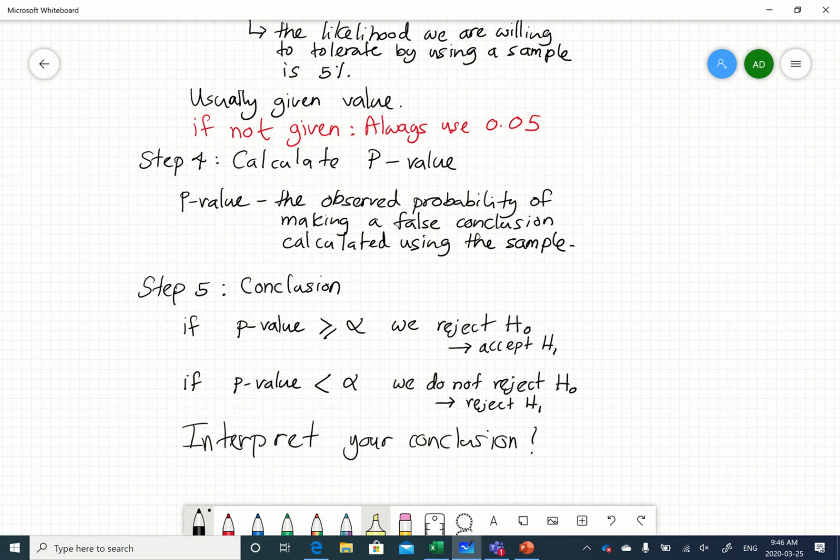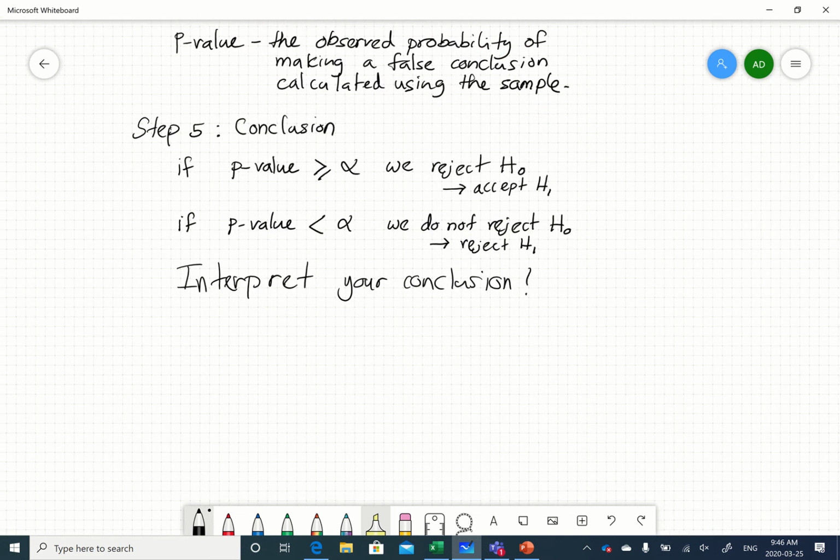And then step 4, calculate the actual rate of error using the sample. Again, we calculate it using Megastat. And then we compare the p-value to alpha, the set error rate. So observed probability versus the theoretical probability. I think I made a mistake here. I'm sorry guys, the comparison should be the other way around. If p-value is less than or equal to alpha, we reject H naught. If p-value is greater than alpha, we do not reject H naught.